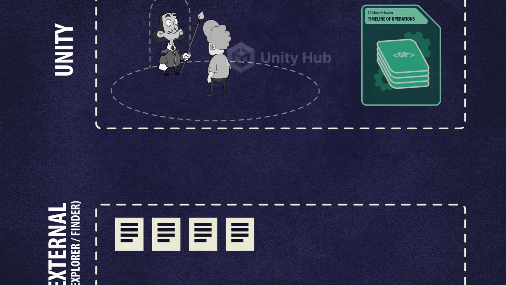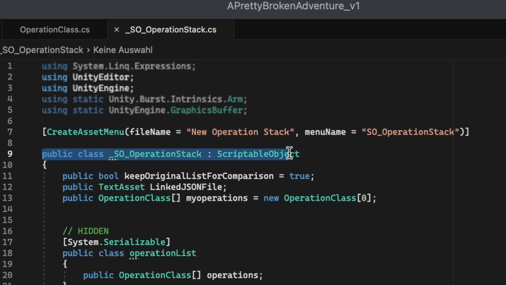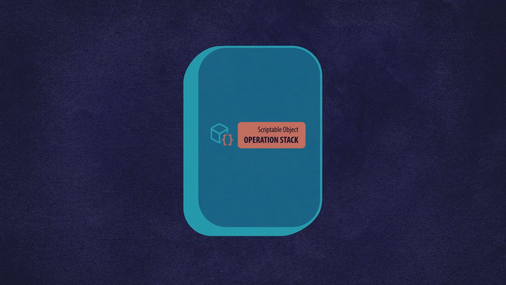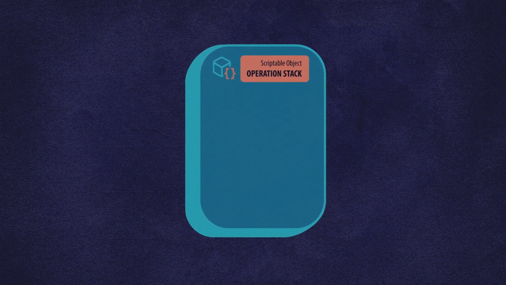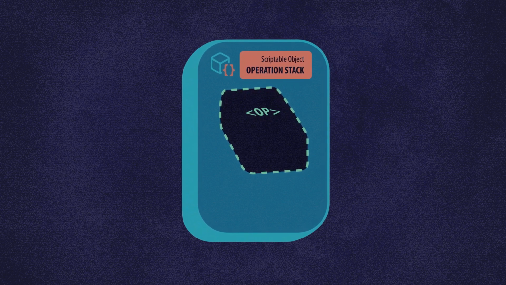And to make this possible, I came up with the idea to make a scriptable object called Operation Stack that contains the information of a dialog and is responsible for creating and editing the instances. This may sound a bit confusing and unnecessary at first, but I think it will become clear in a minute. The scriptable object Operation Stack is made up of two parts. First, a list of the operation class. So it is holding and managing a stack of cards, if you will.